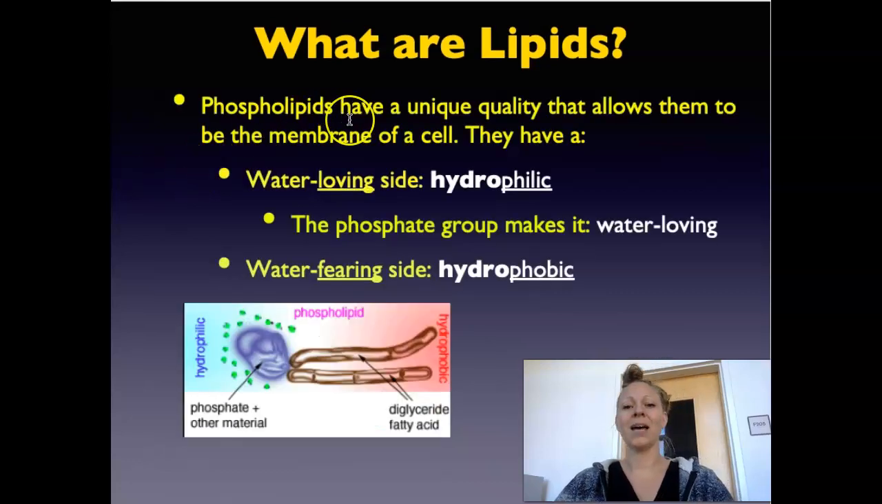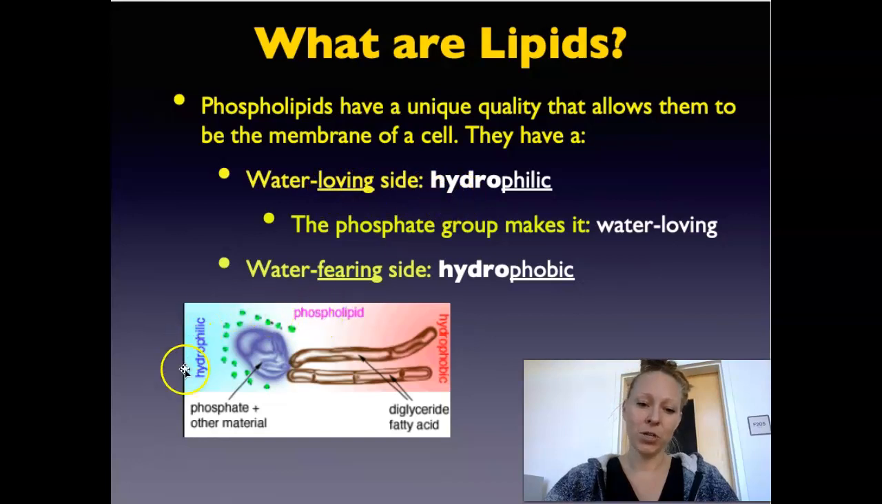And so phospholipids have a unique quality which allows them to be the cell membrane. And this is cool. They have one side of them, so this right here is going to be their hydrophilic. That phosphate group is water loving. It is hydrophilic. So hydro meaning water, philic or phile meaning loving. So this phosphate side is hydrophilic, whereas this water fearing side is hydrophobic, meaning it's afraid of water. It is fearing water. It does not want to be associated with water.